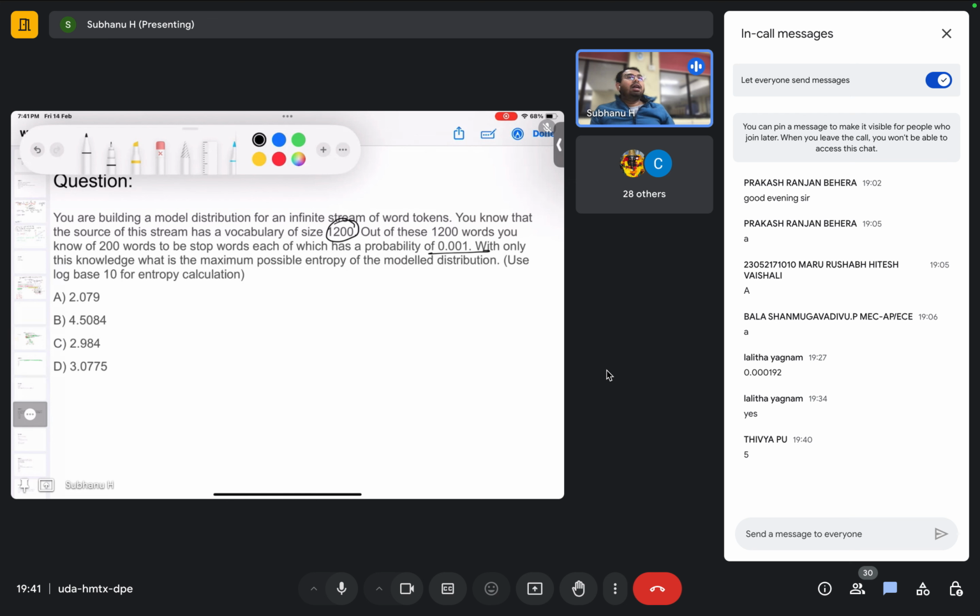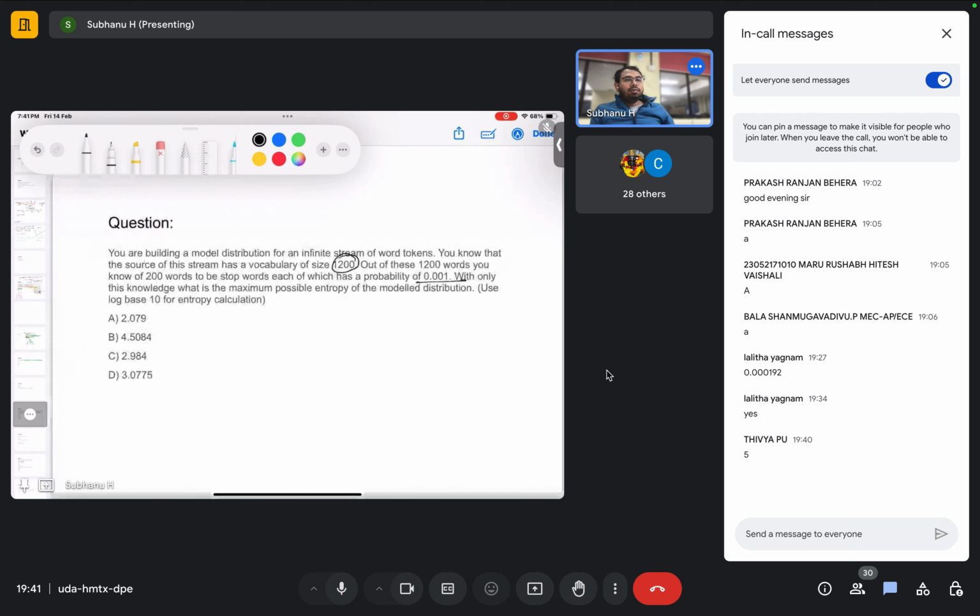Now, with only this knowledge, what is the maximum possible entropy of the model distribution? So read the question carefully and try to solve this one.